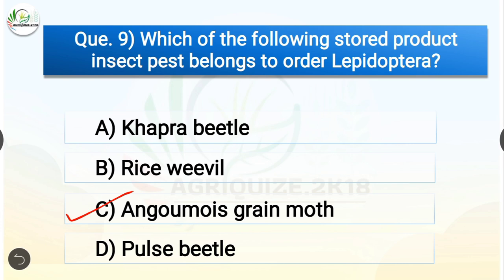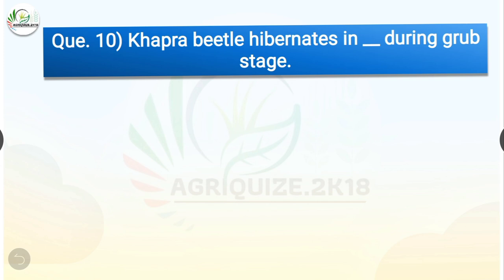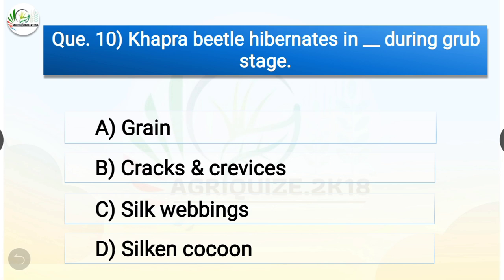Question number 10. Khapra beetle hibernates in dash during grub stage. The options are grain, cracks and crevices, silk webbings, or silken cocoon. The correct answer is option B, cracks and crevices. So khapra beetle hibernates in cracks and crevices during grub stage.